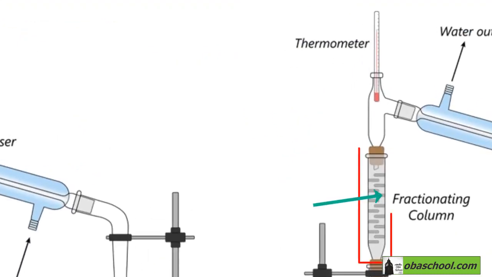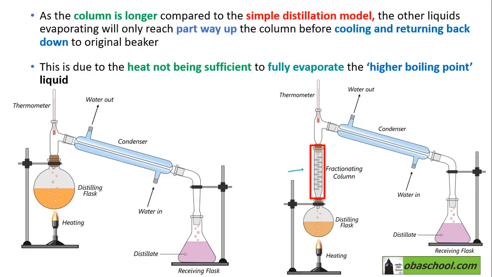The glass beads also add additional surfaces for the vapors to cool on. Therefore, if the top of the distillation column has not reached the boiling point of the liquid, it will condense back down to the original flask rather than making it through the condenser to the product. This is what happens when the heat is not fully sufficient to evaporate the higher boiling point liquid, and only the liquid with the lower boiling point will reach this collection flask.